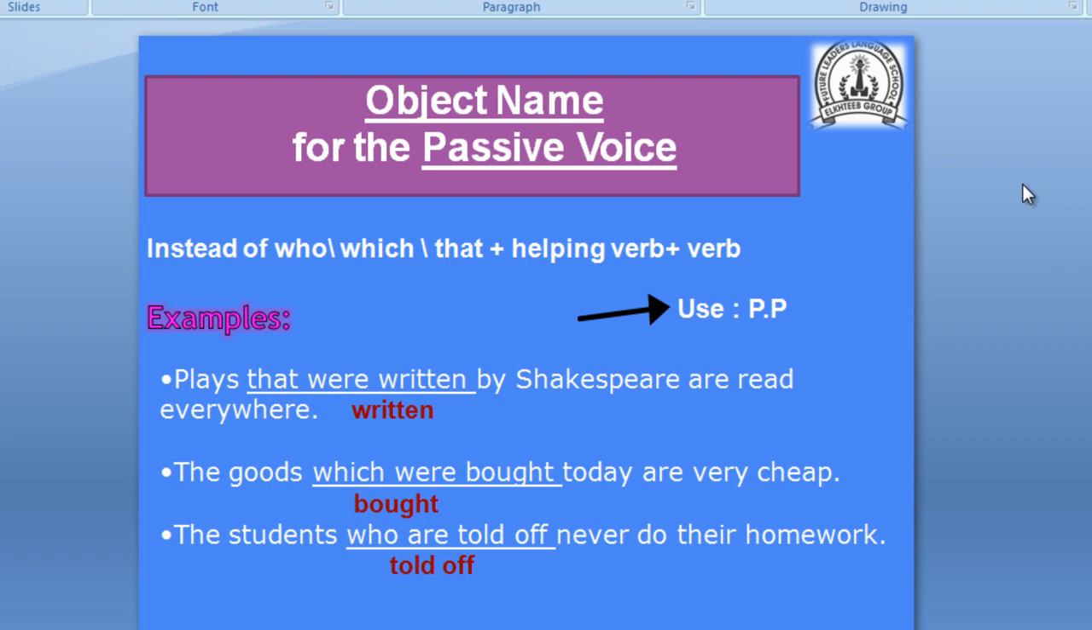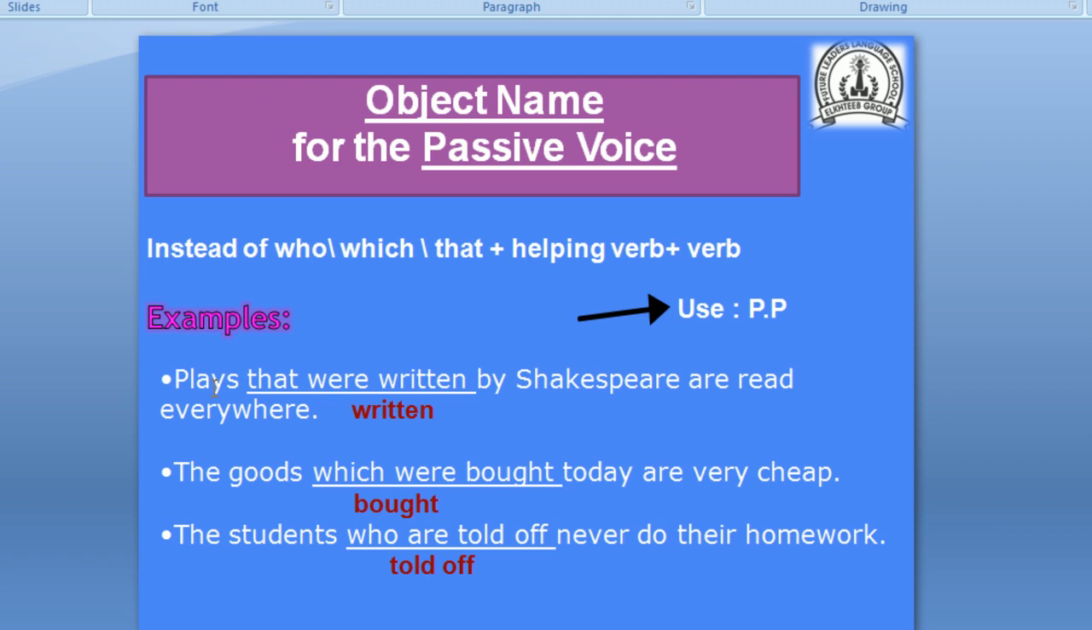What about the last note? The object name. It is for the passive voice. For only the passive voice. Instead of who, which, that, plus helping verb or auxiliary verb plus verb, use the PP, the past participle. For example, plays that were written by Shakespeare are read everywhere. I can say plays written by Shakespeare.